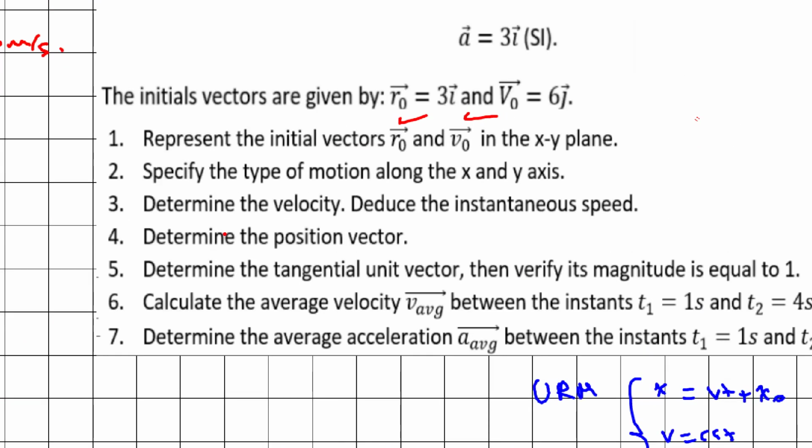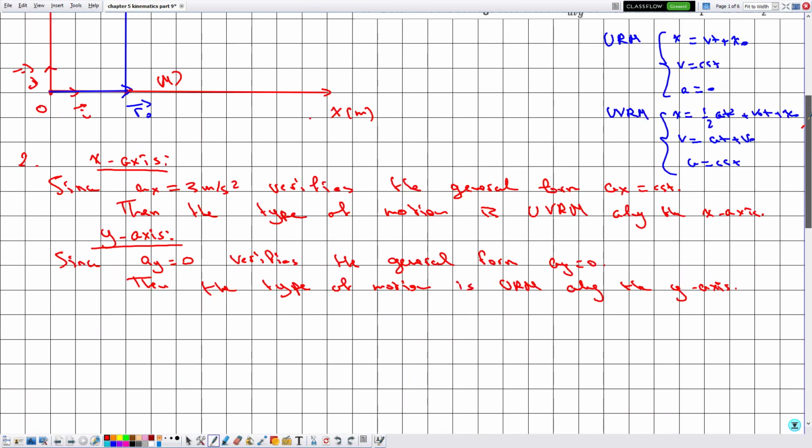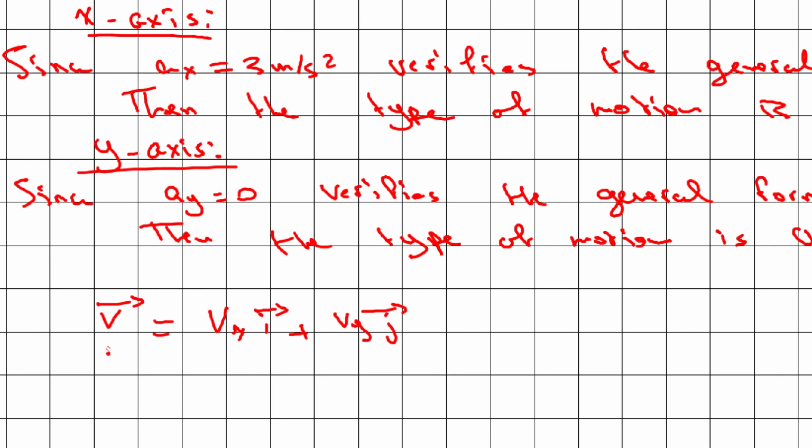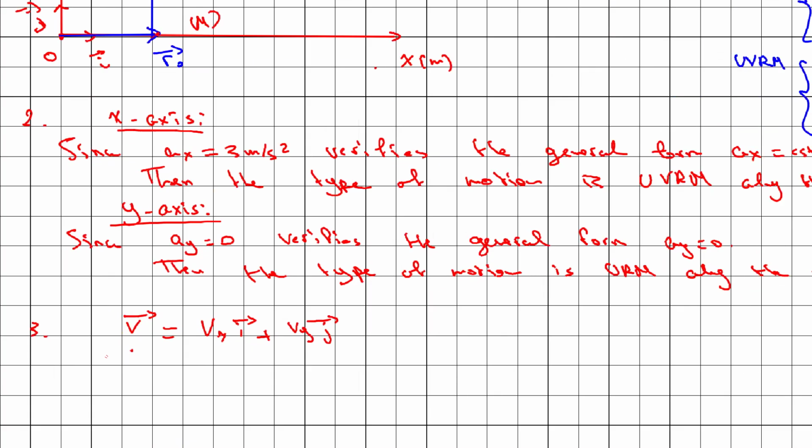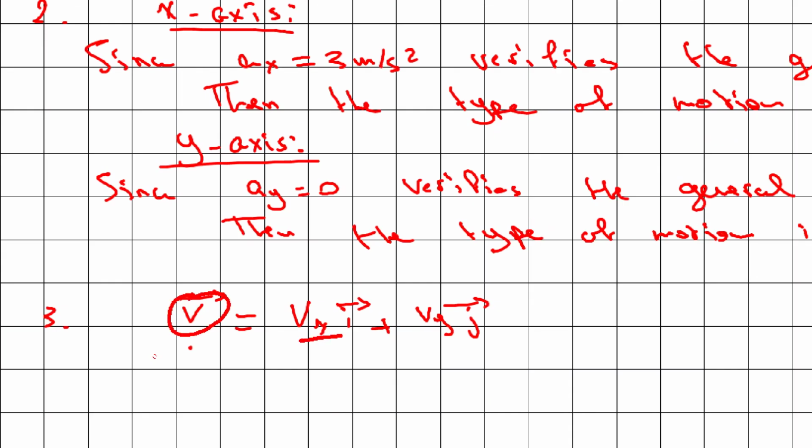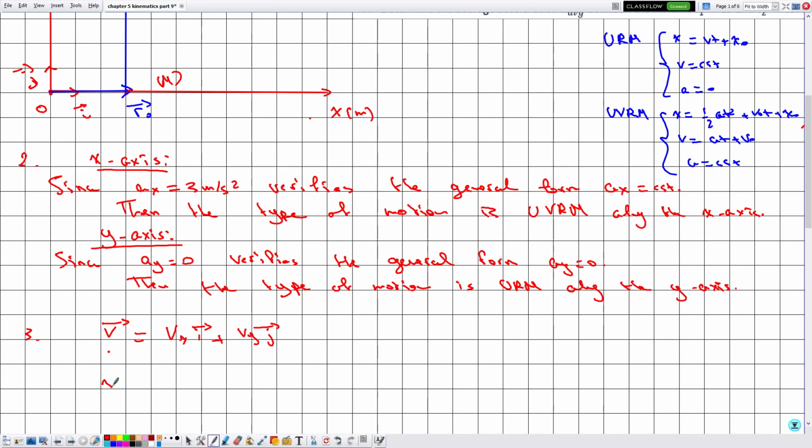Now in number 3 they are telling me to determine the velocity, and the velocity is a vector quantity consisting of 2 components in 2 dimensions, which is given by v is equal to vx i plus vy j. In order to determine v, the velocity vector, we need to determine its x and y component. Let's start with the x-axis, and let me say here that we have justified previously that the type of motion is UVRM.